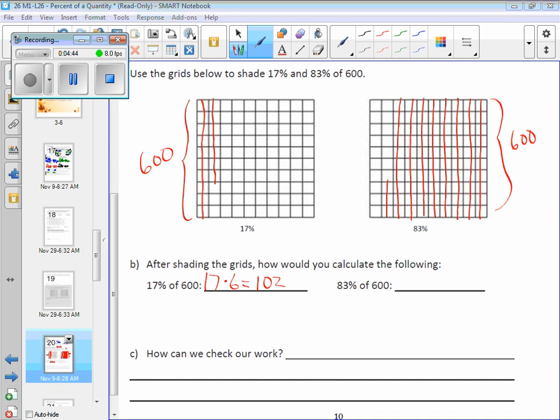Okay? So now how would you figure out how many students are not going on the field trip? What would you have to multiply to figure it out? 17%, let's do a percent first. 17% are going on the field trip. What percent are not going on the field trip? You could do that. She said subtract 102 from 600. How would you do it, though, using percentages?